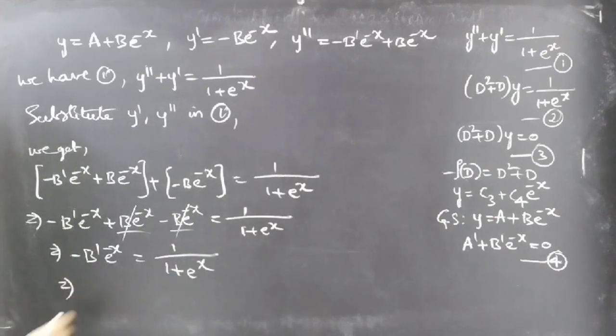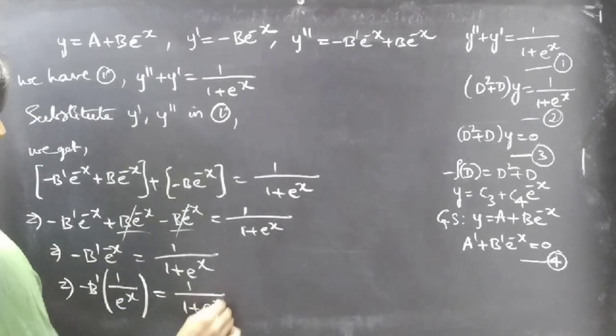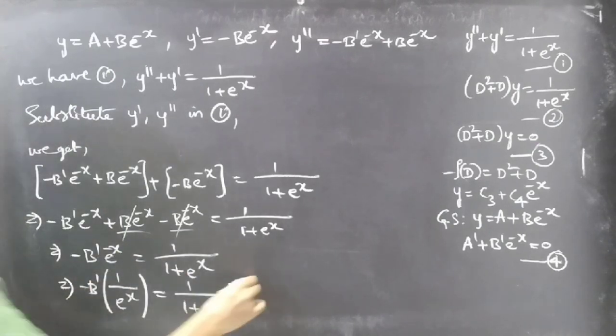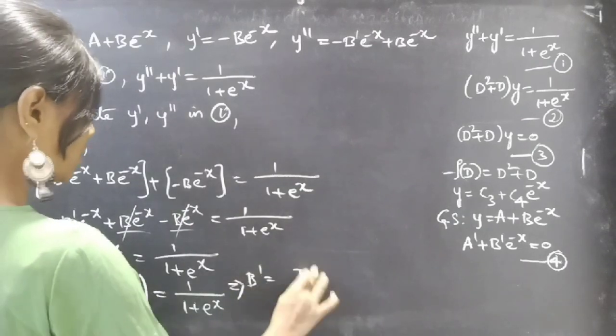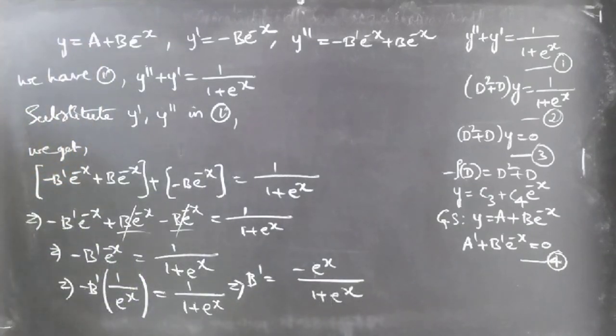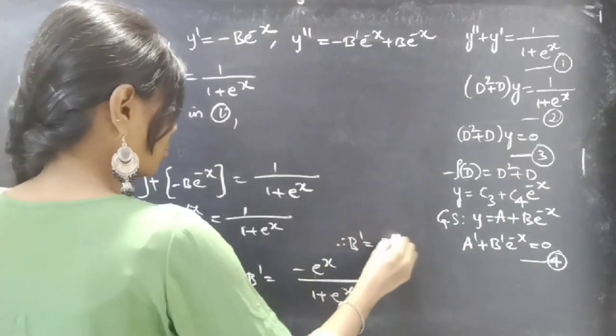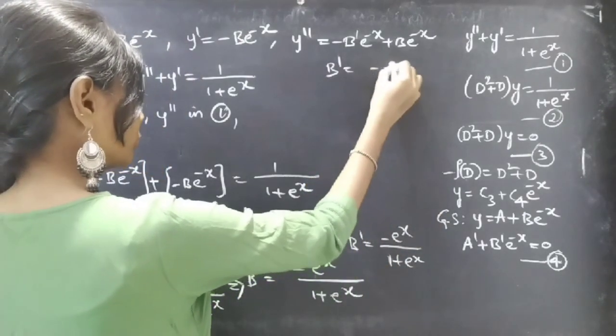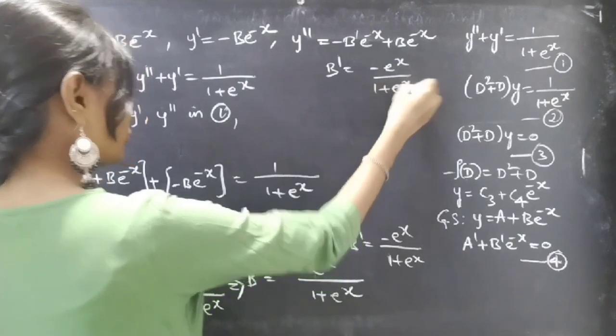This gives us minus b dash. We can write e power minus x as reciprocal of e power x equal to 1 by 1 plus e power x. Now take this e power x and this minus to RHS, then we'll get b dash equal to minus e power x by 1 plus e power x. Therefore b dash equal to minus e power x by 1 plus e power x. Right?